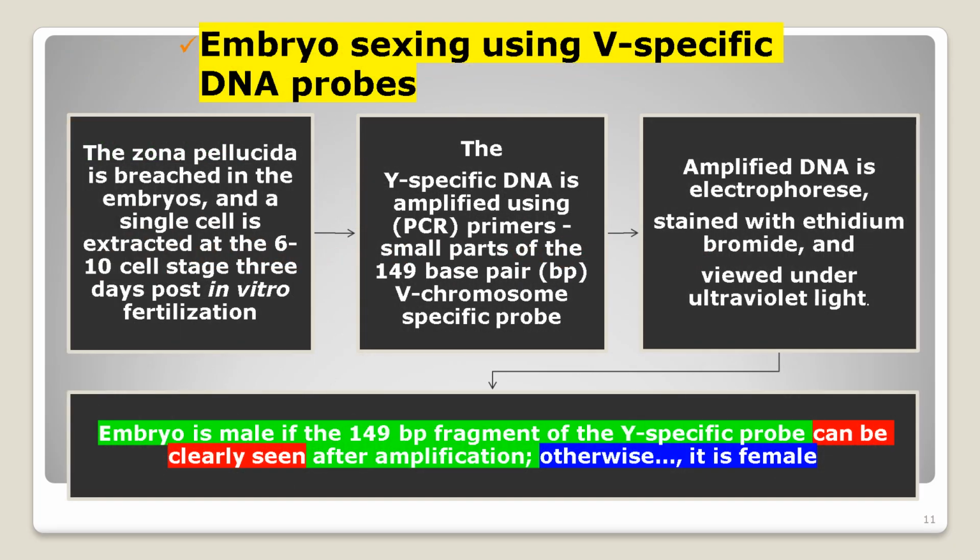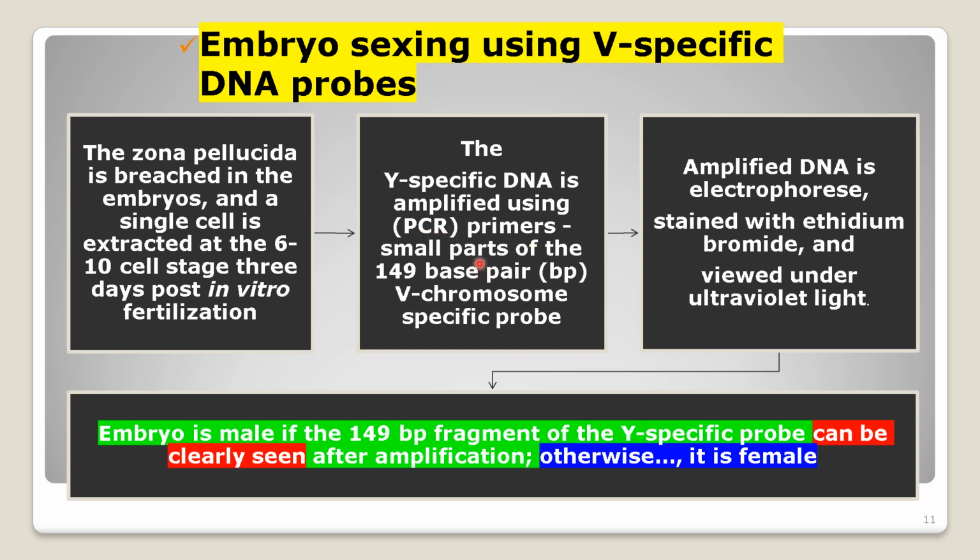The second one to look at is embryo sexing using what is known as Y-specific DNA probes. Again, the procedure is as follows. The zona pellucida is breached, and a single cell is extracted at the 6 to 10 cell stage, 3 days after in vitro fertilization. So the Y-specific DNA is then amplified using PCR primers. PCR is polymerase chain reaction.